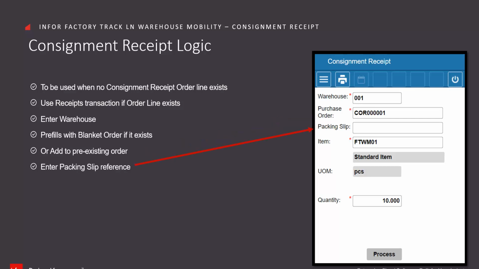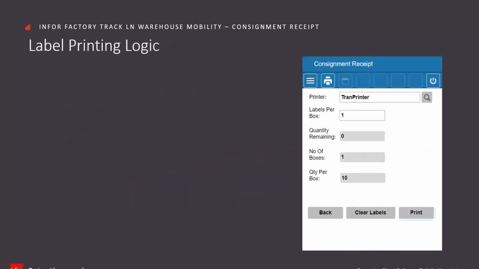We can enter a packing slip reference and the item, quantity, lot number, etc. We then hit process and this will perform the consignment receipt. We then have the standard label printing logic. We enter the label combinations that we want to print and it will print our labels for us.